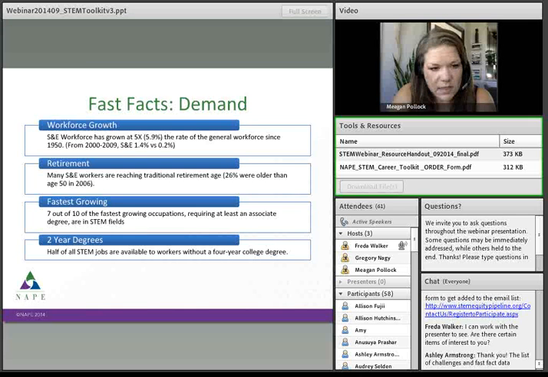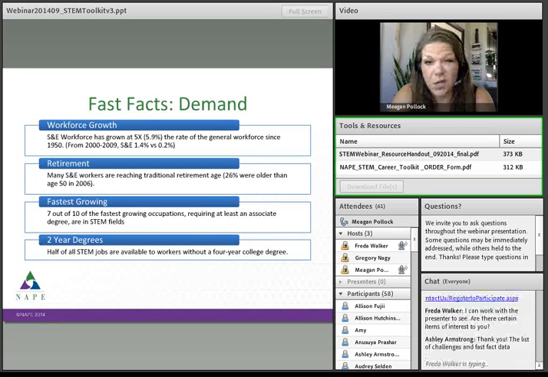The second really key thing that I think that really challenges a lot of our perceptions about STEM careers and pathways is the availability of jobs to students with 2-year degrees. So this data point came out of the Brookings report. I highly encourage you to read it. It's called The Hidden STEM Economy. But what they found is that half of all STEM jobs are available to workers without a 4-year college degree.